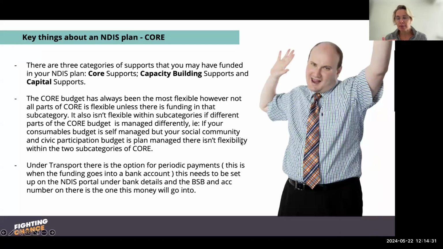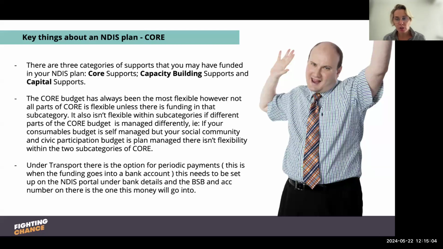And then after you've got the about me section, the supports and the goals, you come down to the funded section. It will say your plan dates, and the total amount, and then it will break it down into 3 areas. So you've got core, capacity building, and capital. Most plans have core and capacity building in them. Capital just depends if the person needs it. But core and capacity building are the main 2 that are in the plan.